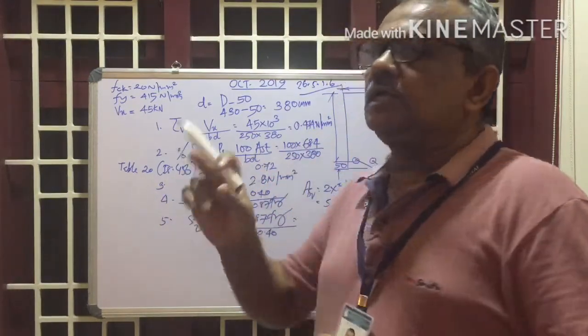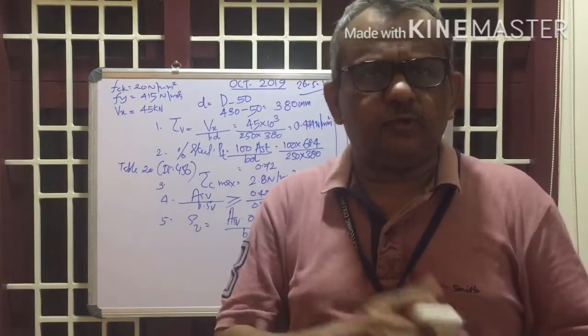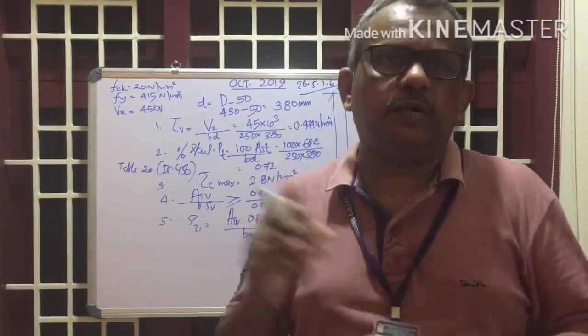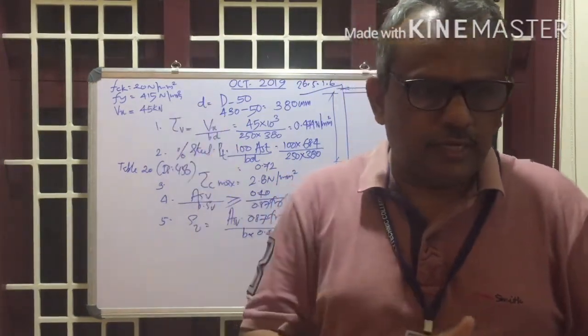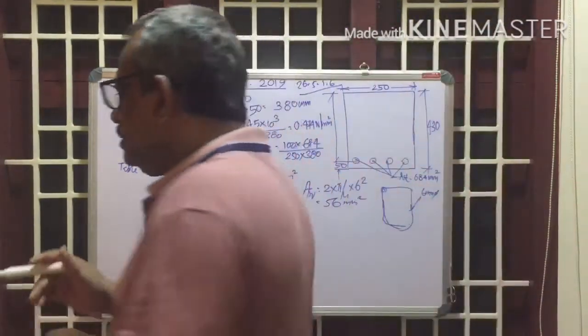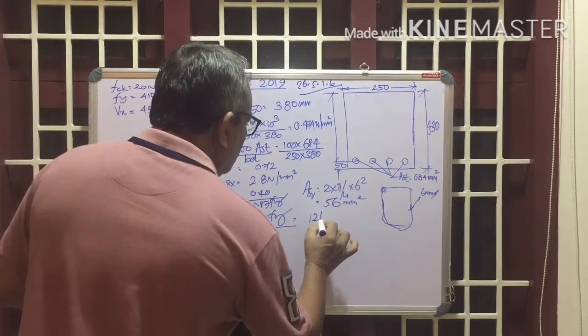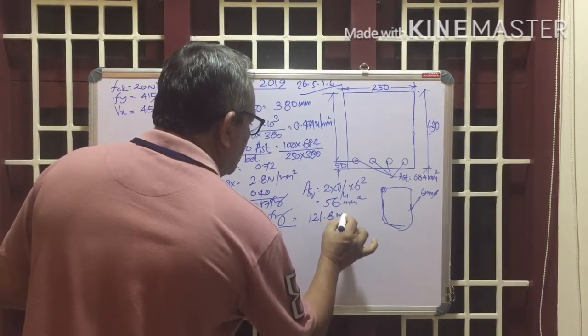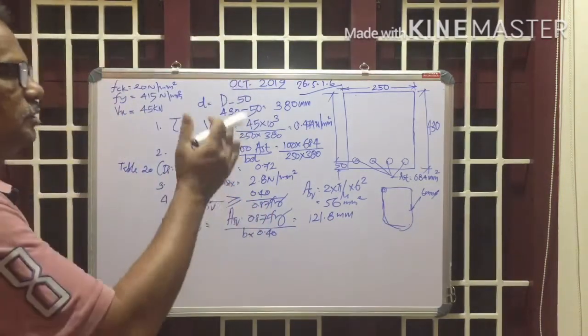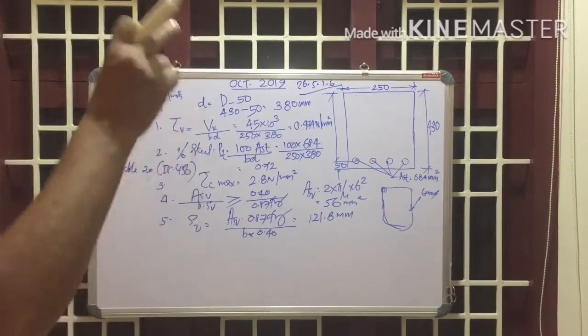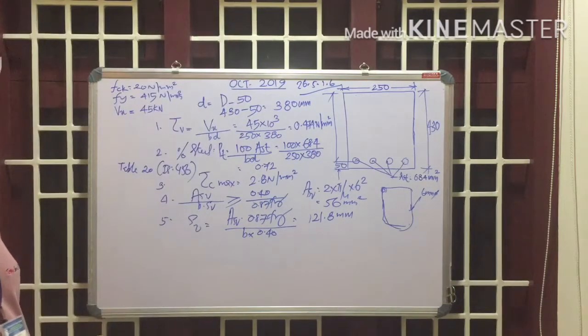We are assuming the shear reinforcement diameter as 6 mm. You can assume either 6 or 8 mm, and accordingly find out the area. So when you calculate the spacing, it is approximately 121.8 mm. This is the spacing of the vertical stirrups.